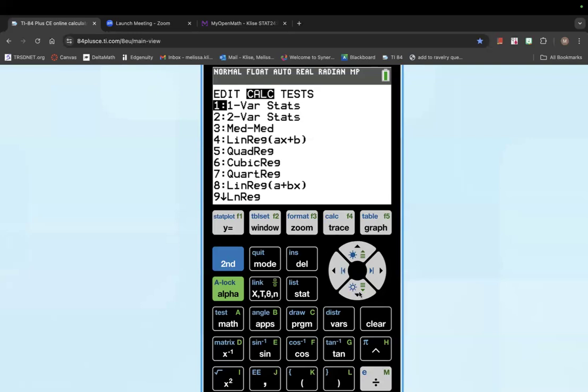So we're going to go down to number 4. So number 4 says linreg AX plus B. So this right here, the AX plus B part might look a little familiar. So you think of Y equals MX plus B. We're just replacing the M with an A. It means exactly the same thing. That A is our slope. The B is our Y-intercept. I'm going to hit enter.